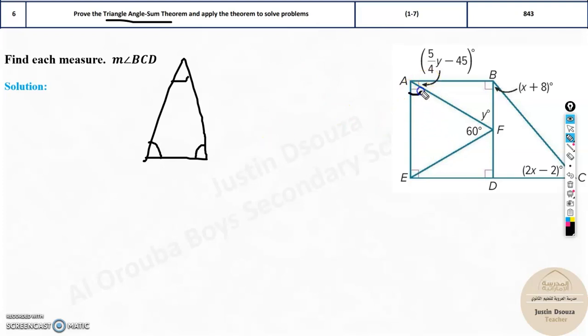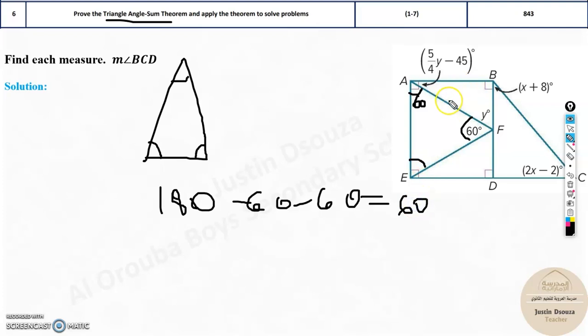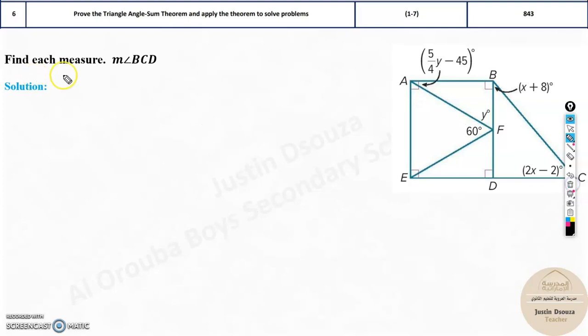Now imagine you have been given this to be 60. This is 60 over here. And then what is this angle? All you need to do is 180 minus 60 minus 60. That'll be 60. That will be the answer. And since all the angles are equal, the sides will be equal, and it'll be called an equilateral triangle.